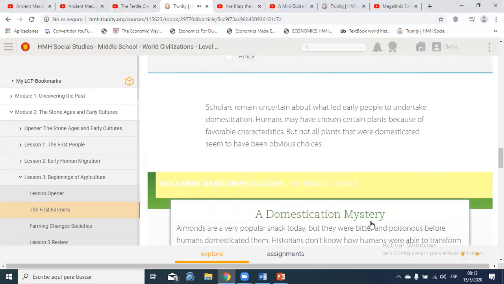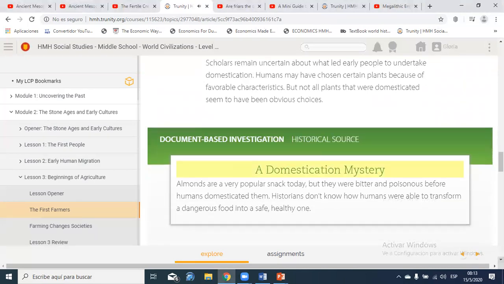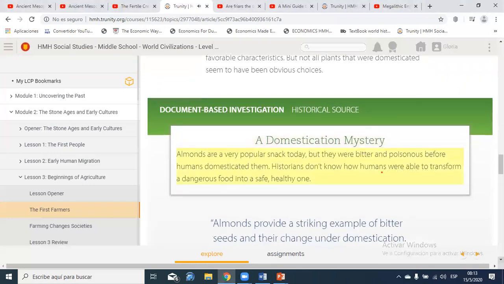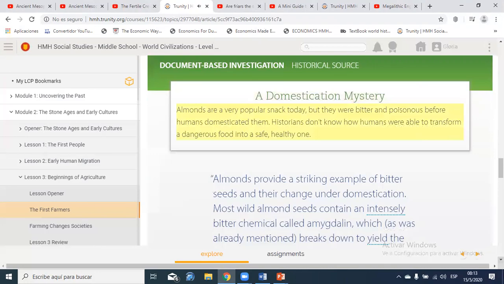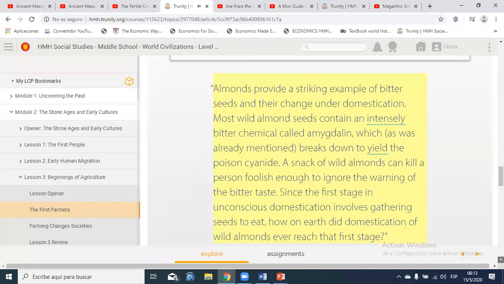Document-based investigation. Historical source. A domestication mystery. Almonds are a very popular snack today, but they were bitter and poisonous before humans domesticated them. Historians don't know how humans were able to transform a dangerous food into a safe, healthy one. Almonds provide a striking example of bitter seeds and their change under domestication.